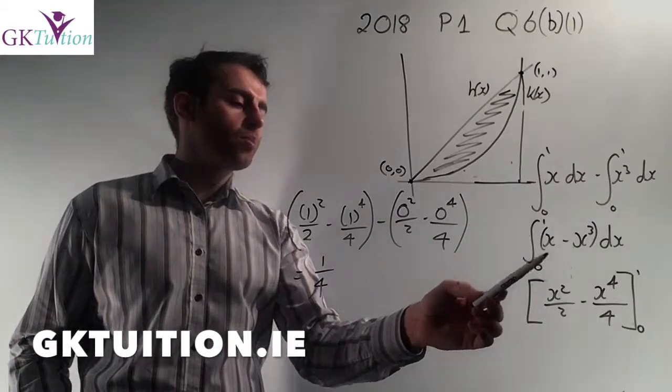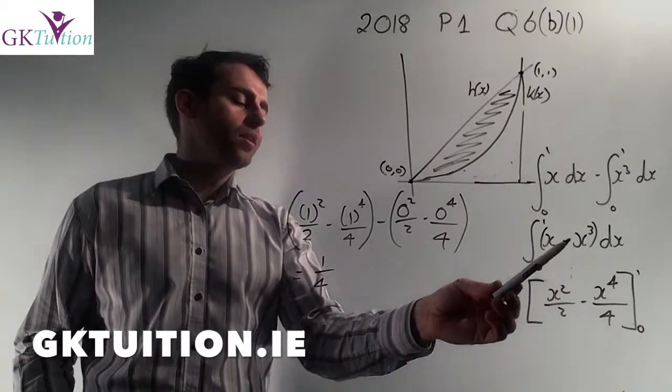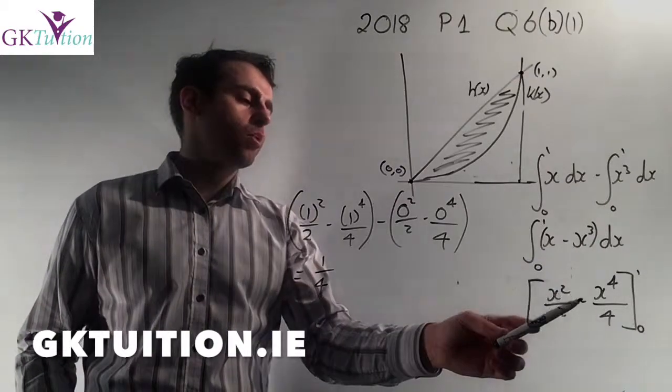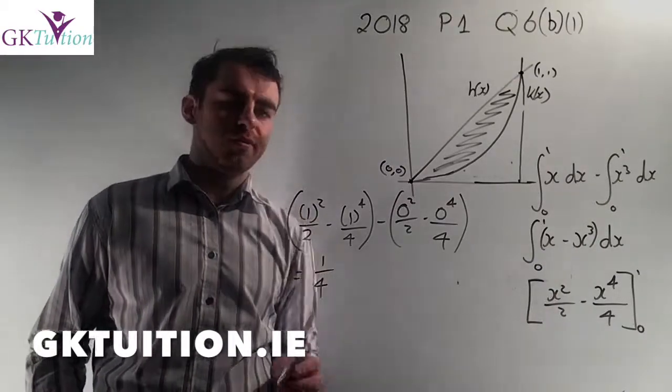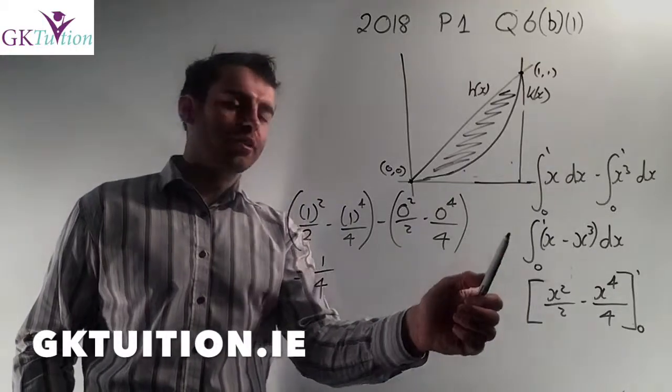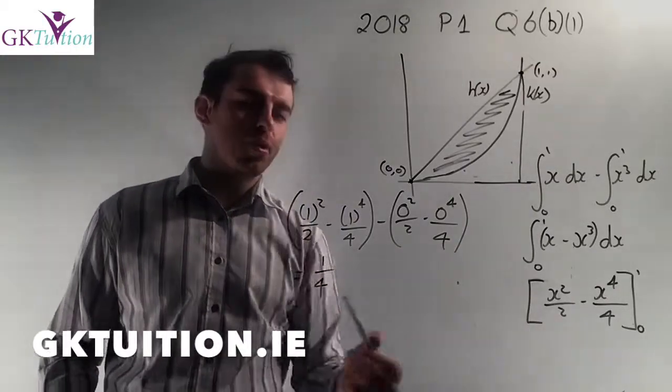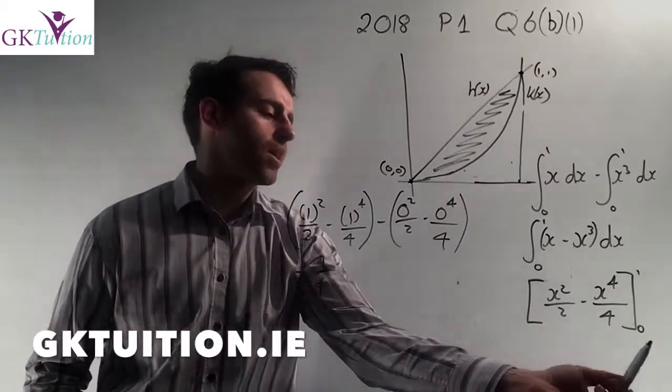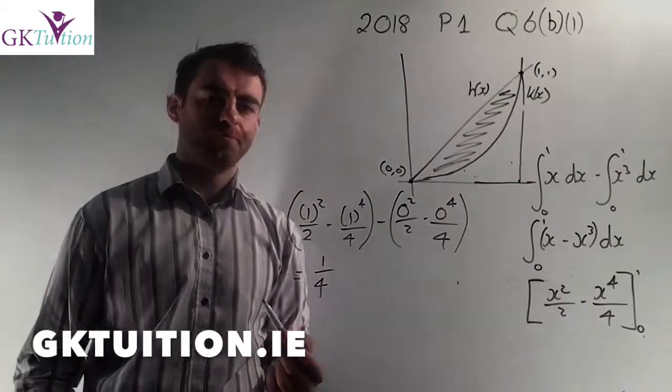The integral of x becomes x squared over 2, and the integral of minus x cubed becomes minus x to the power 4 over 4. Once you ditch your integral signs, you introduce square brackets. And outside the square brackets I have my limits from 0 to 1.